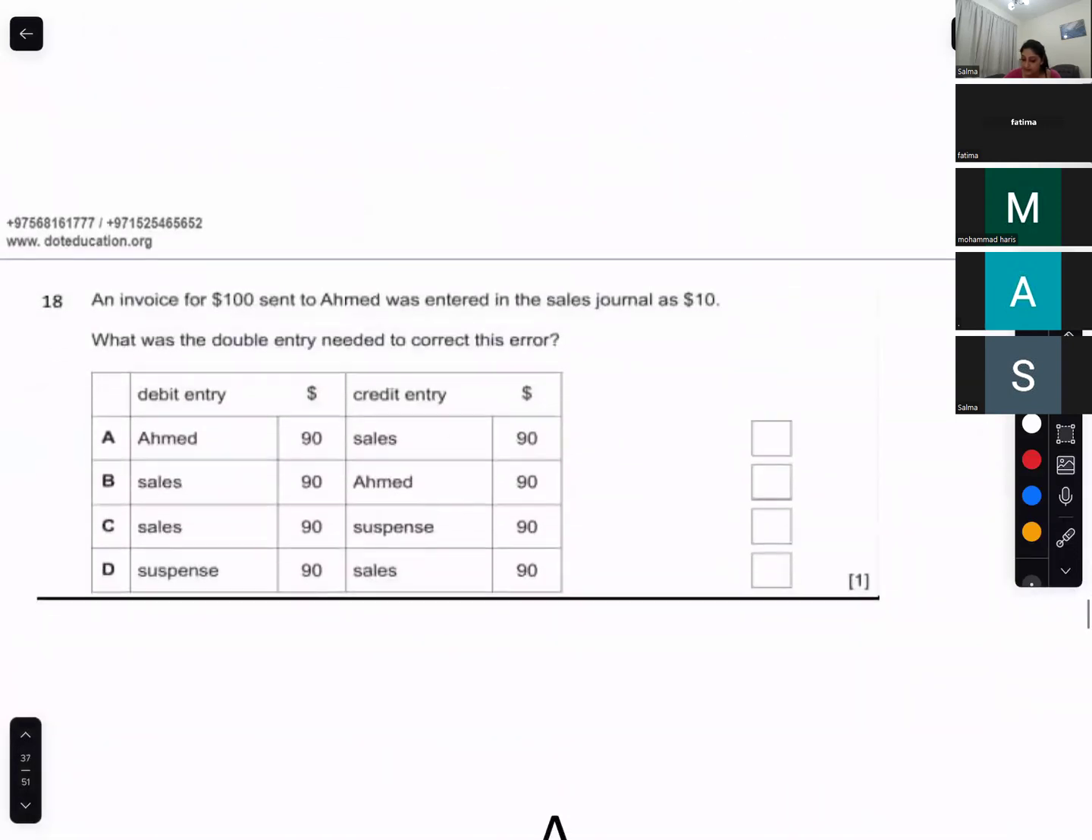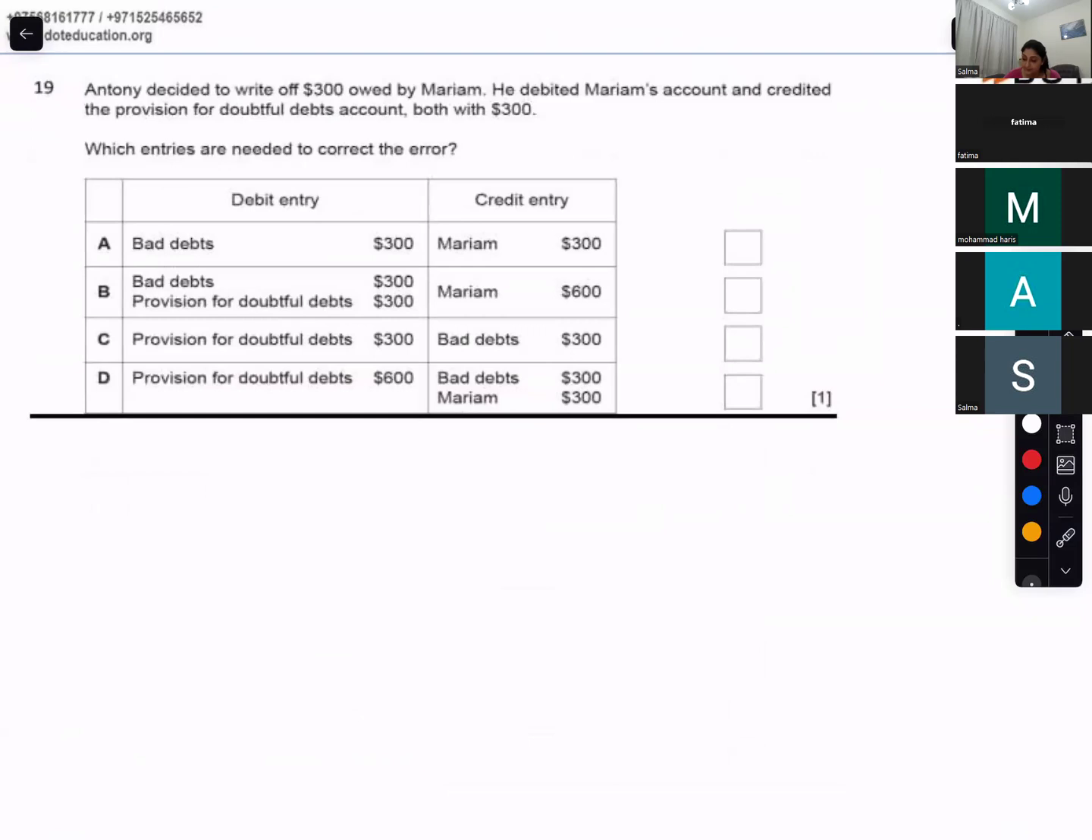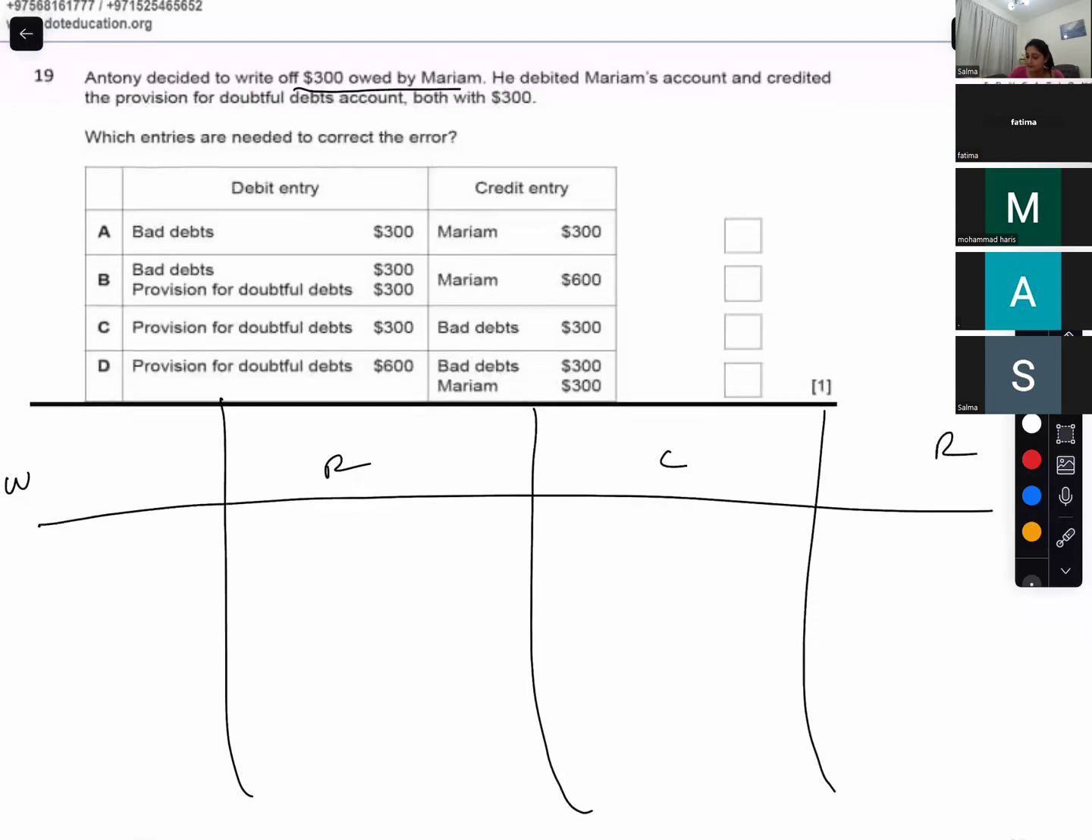Mahat. For this, we use the wrong, reverse, correct method. Anthony decided to write off $300 owed by Mariam. He debited Mariam's account and credited the provision for doubtful debts account, both with $300. Which entries are needed to correct this error? So it is for bad debts. The correct entry would be bad debts debit and Mariam credit. The wrong which is done is Mariam debit and provision for doubtful debt credit. And then we'll reverse the entries. Wrong is Mariam debit, PDD credit. Reverse.